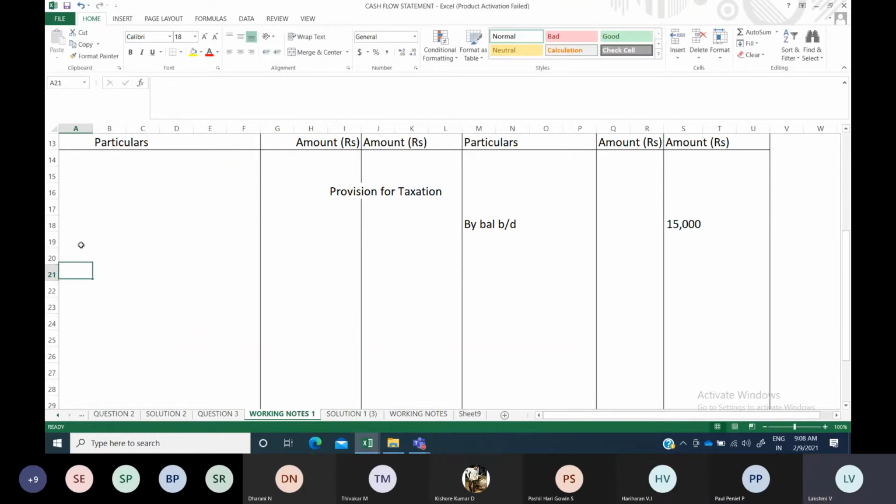Leave some gap because we have to include tax paid here. Okay, so tax paid will come this side, in the provision for taxation account. This side opening balance, credit side closing balance on the debit side, and this side tax paid. If you are paying tax, it will come this side, and if you are creating tax, it will come this side. Okay, so balance carried down, this is the closing balance 17,500.